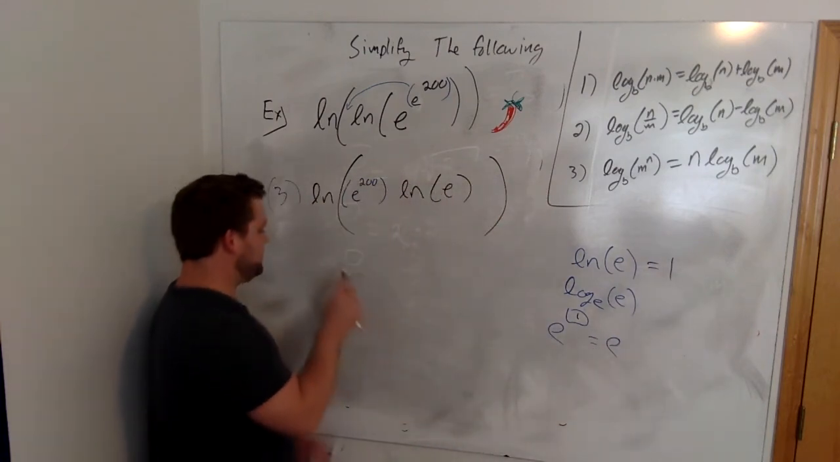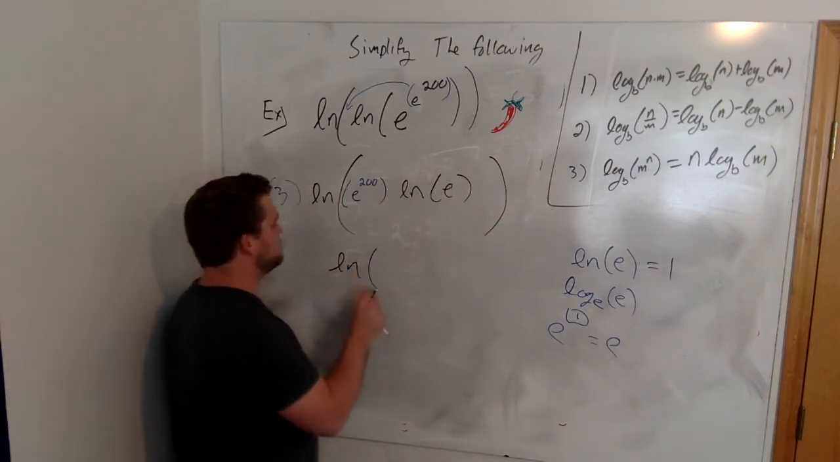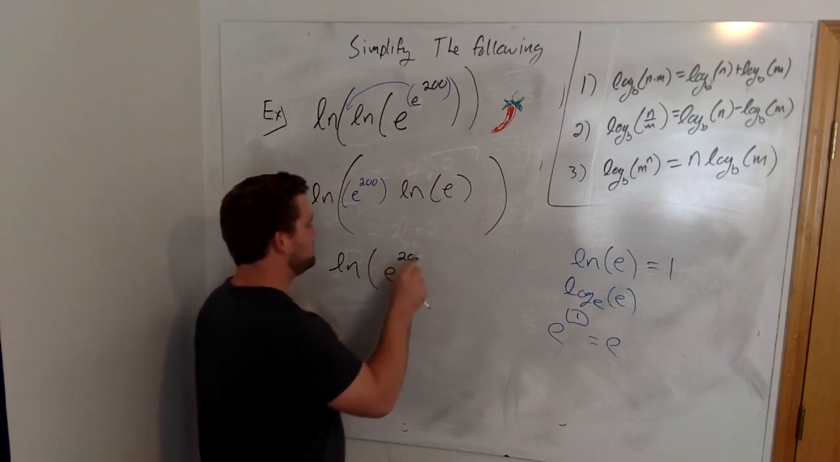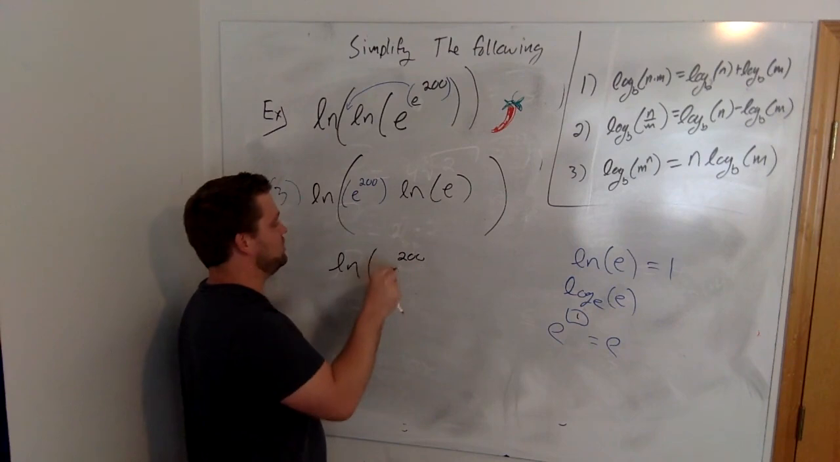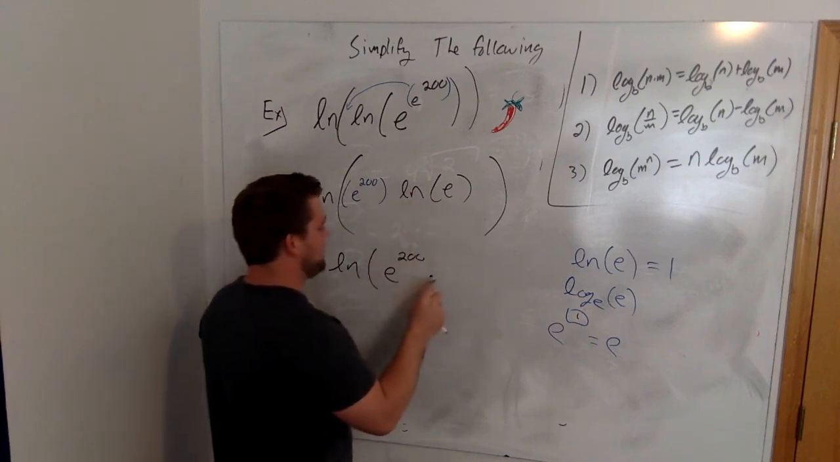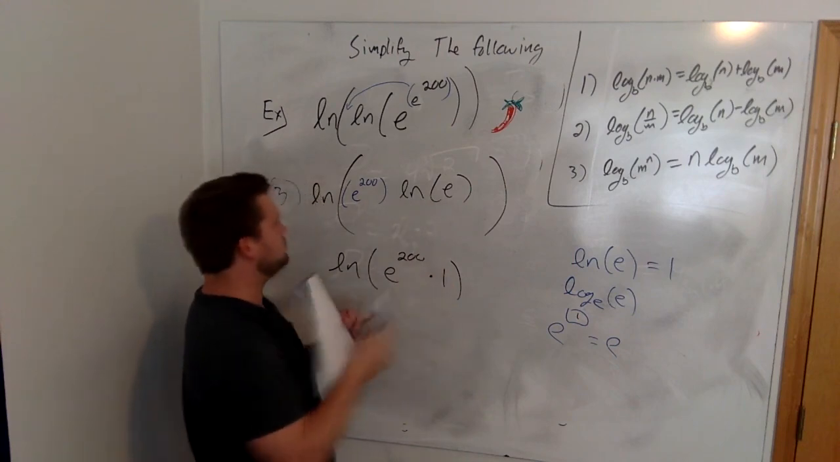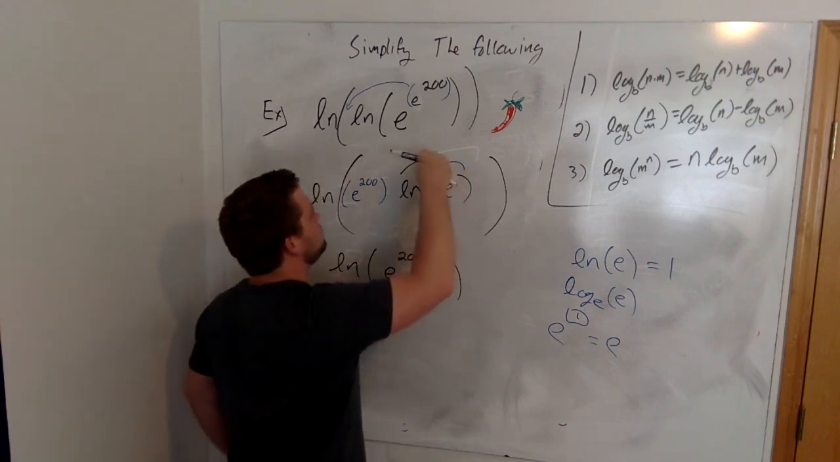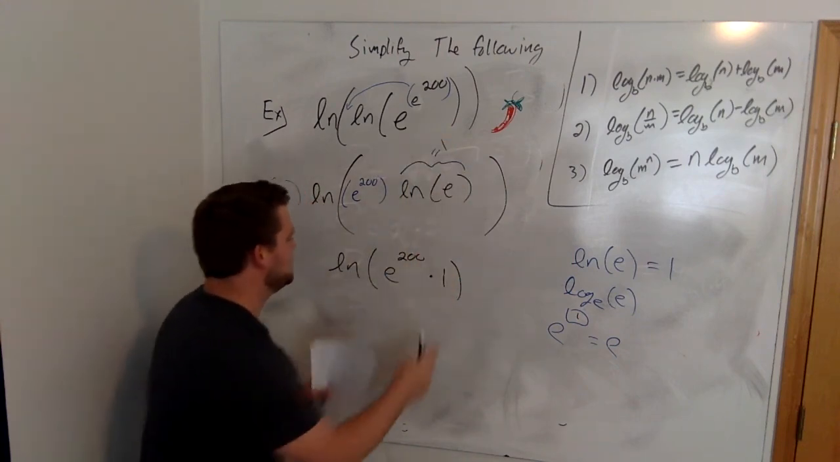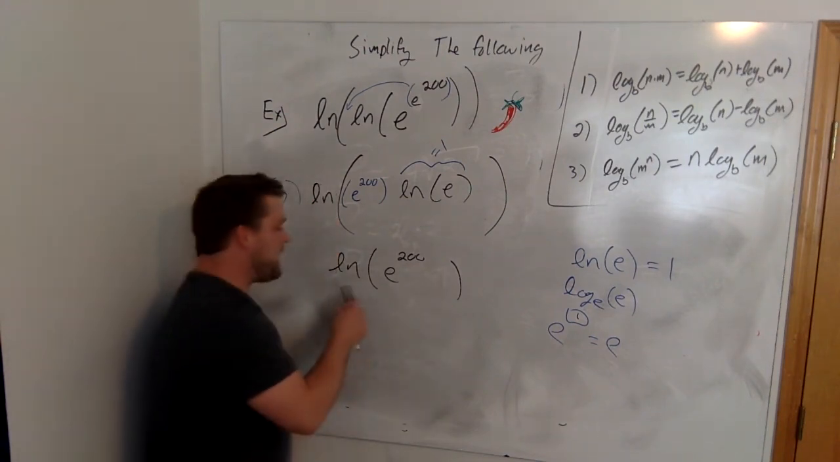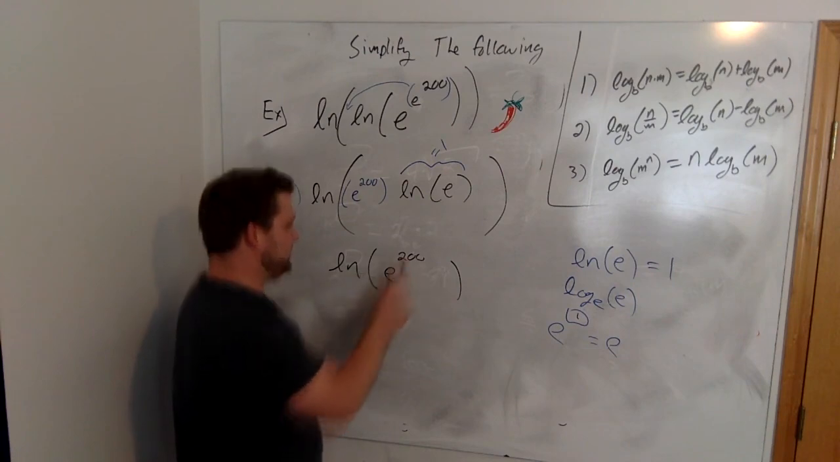Sweet! This is just the natural log of e to the 200, so I just switched colors, but this is then times 1. This here, written in blue, is just equal to 1. So now we have the natural log of e to the 200.